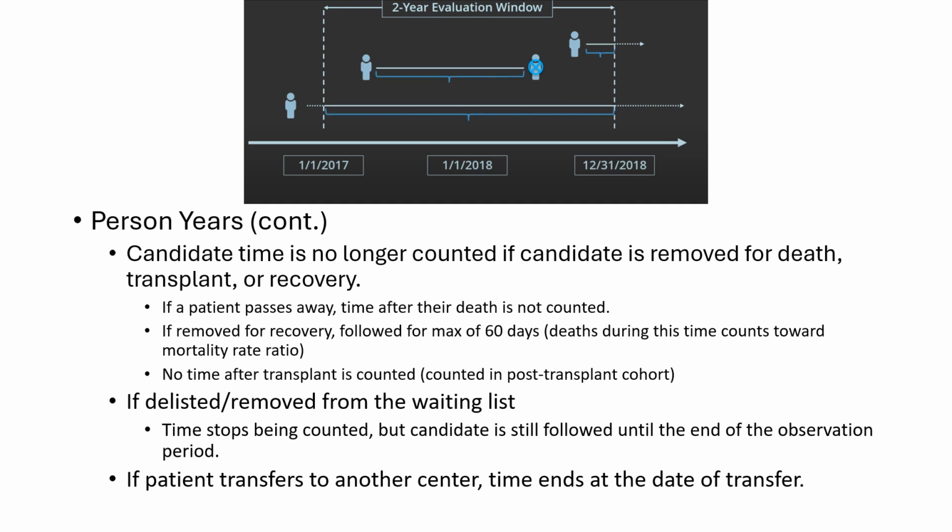If a patient is delisted or removed from the waiting list, the time also stops being counted, but the candidate will still be followed until the end of the 2-year observation period. If a patient transfers to another transplant center, the person years calculation time ends at the date of the transfer. In this graphic from the SRTR, you can see that even if a patient is removed during the 2-year evaluation window, they continue to be followed for events until the end of the observation period.